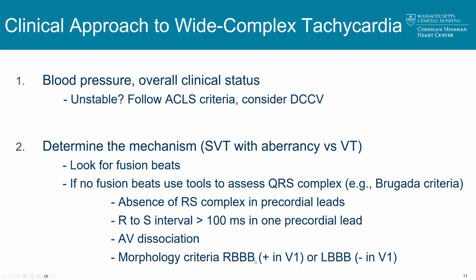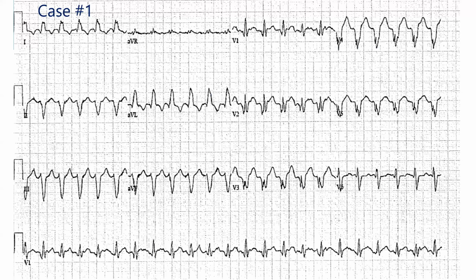You can make an argument that the only true proof is if you see fusion beats, meaning evidence of beats that are due to manifest ventricular sourced conduction versus collision of wave fronts from the atrium and the ventricle, leading to different types of morphologies, hence the fusion beats. So let's go back to this case and ask ourselves, do we see fusion beats or not?